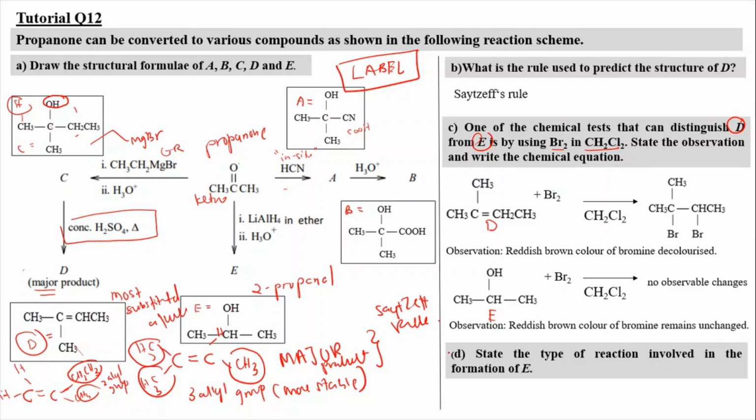Okay, and for the last question of 12D, we have to state the type of the reaction involved in the formation of E. Okay, so from a ketone to an alcohol, it is a reduction type of reaction. Okay, so before this in chapter 4, you have learned about addition, substitution, elimination, rearrangement, and reduction is another type of reaction. So for this case it is a reduction, which is a new type. All right.